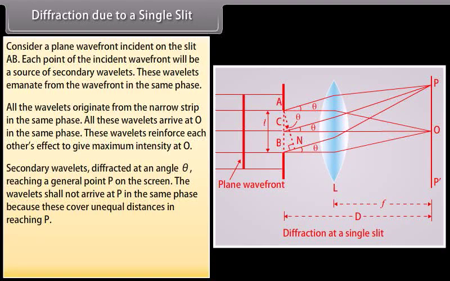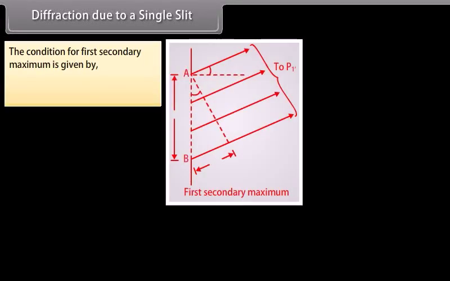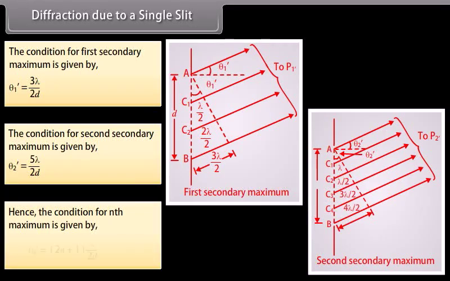The wavelets shall not arrive at P in the same phase because they cover unequal distances in reaching P. The path difference between the extreme wavelets is given by BN = d sin theta. The condition for the first secondary maximum is at angle theta = 3 lambda/2d. The condition for the second secondary maximum is at theta = 5 lambda/2d. Hence, the condition for the nth maximum is at theta = (2n+1) lambda/2d.